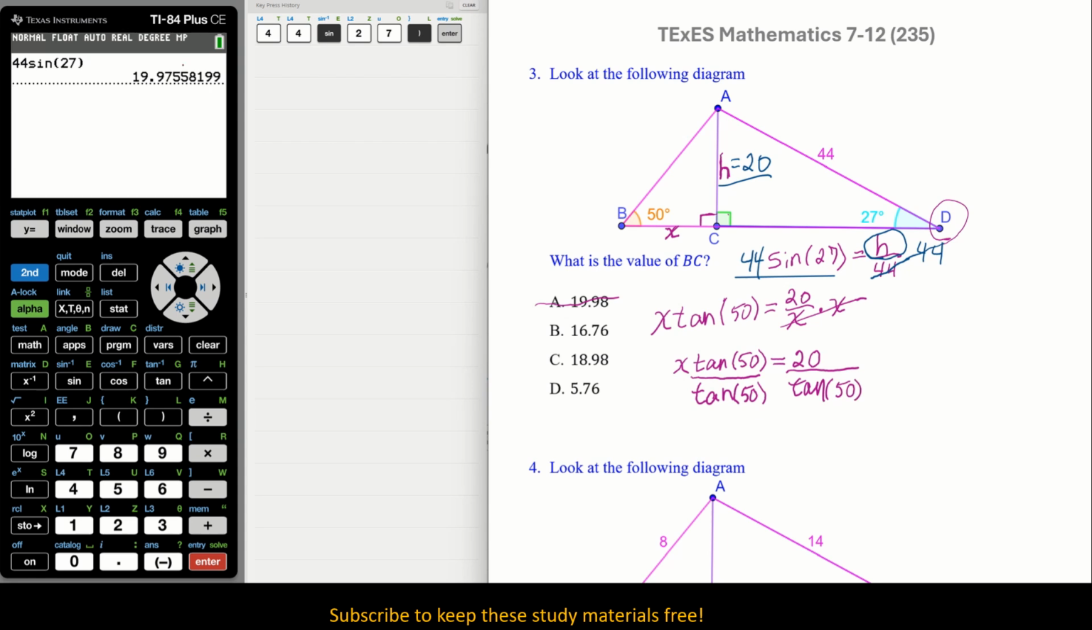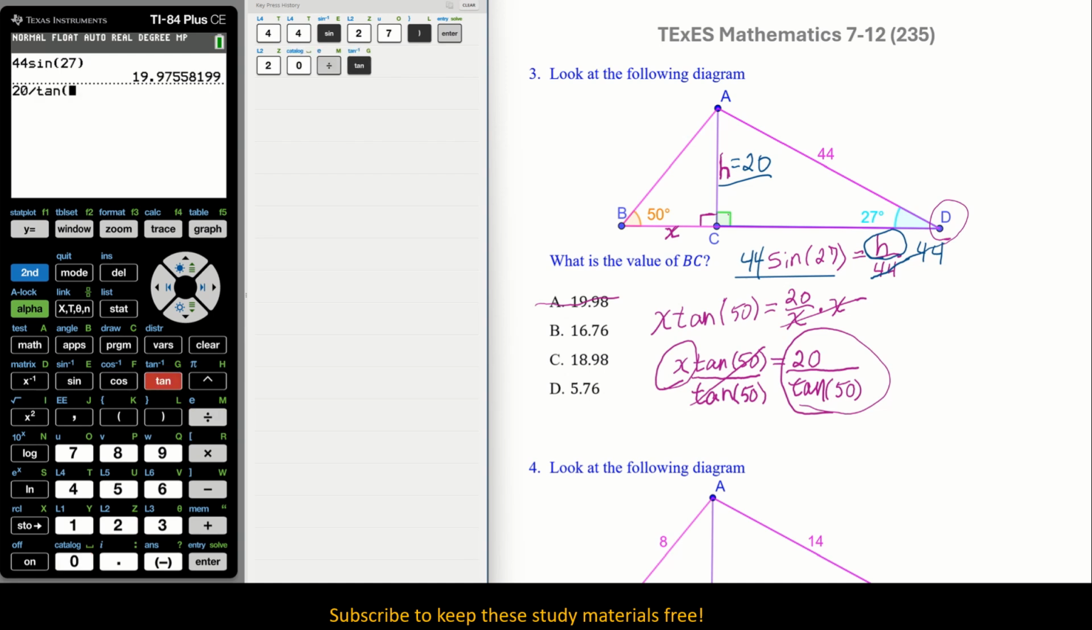And what does this give us? Well, tangent 50 over tangent 50 obviously cancels out. So over here we have our x, and then this is what we put in the calculator, and that should give us something valid. Okay, 20 divided by, oops, tangent. For some reason I thought I had the wrong thing. Okay, and double check, that should be it, and there we go, that is the correct option.